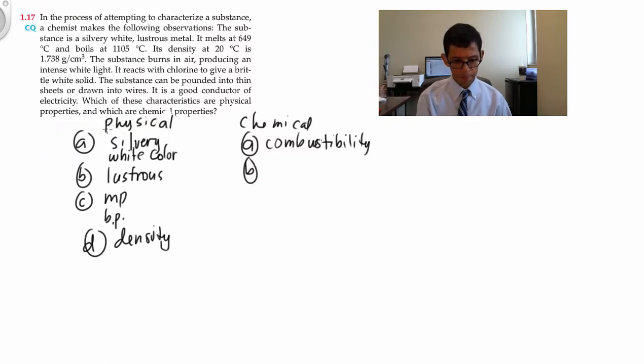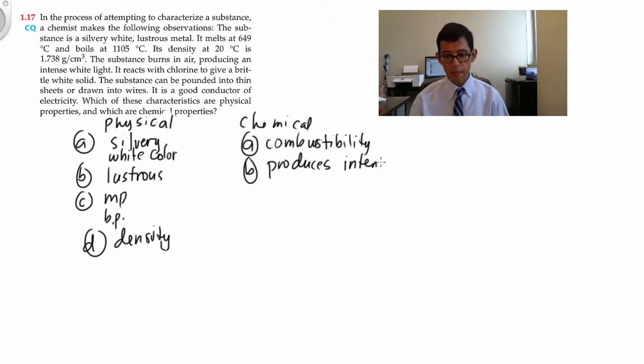B, it produces an intense white light while burning. Yes, this is a chemical property because in the process of observing it, the substance changes into something else. See?